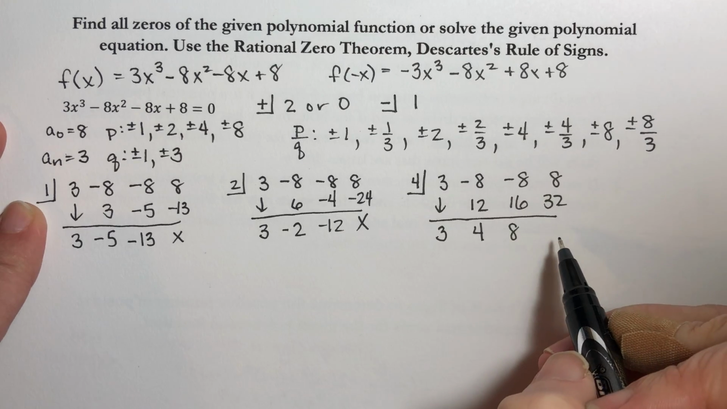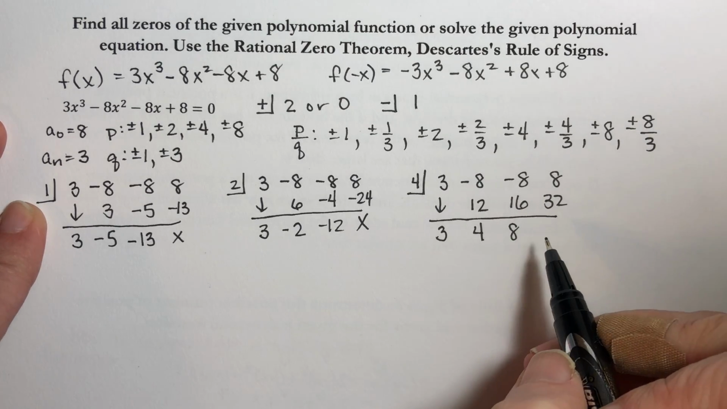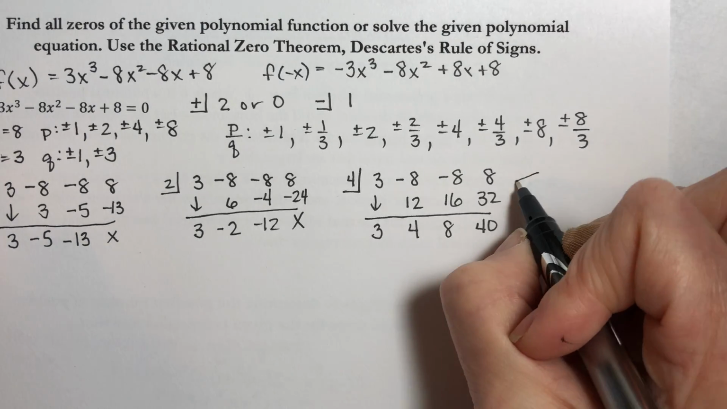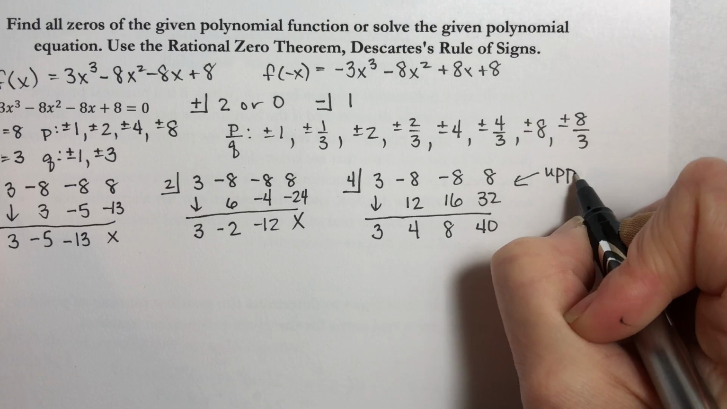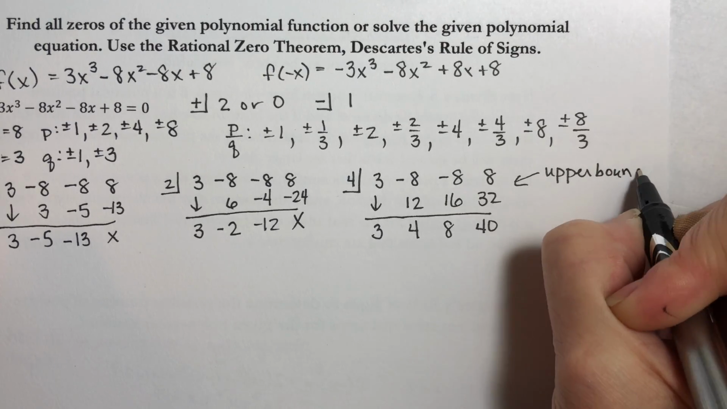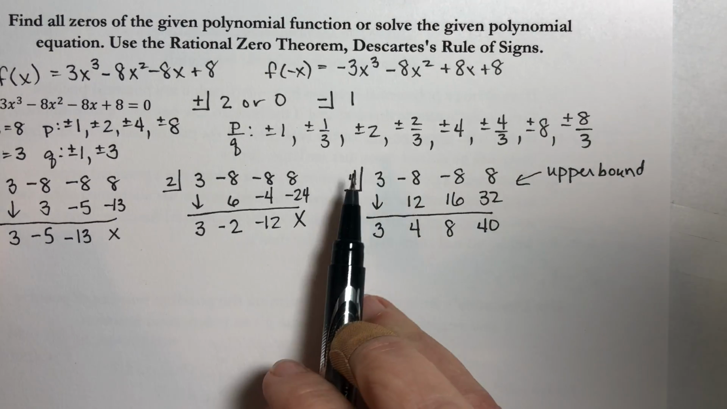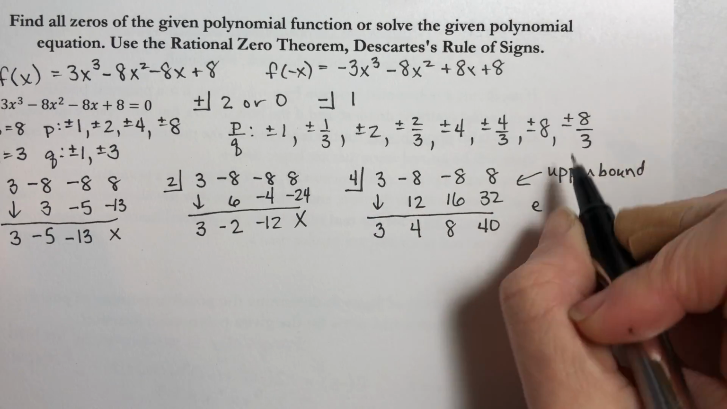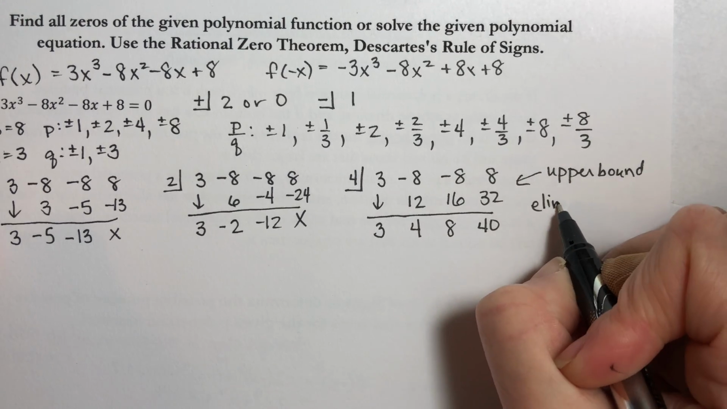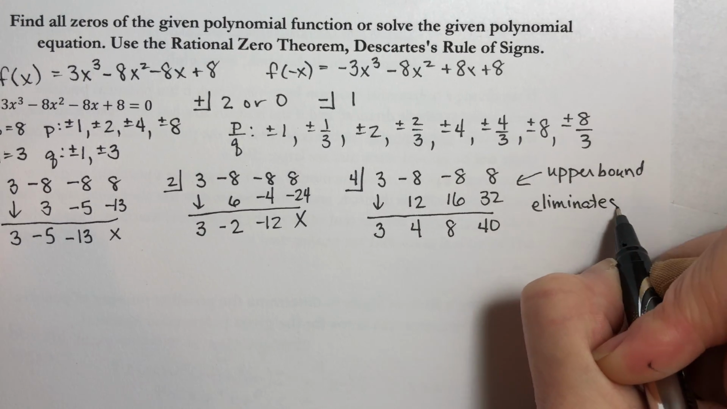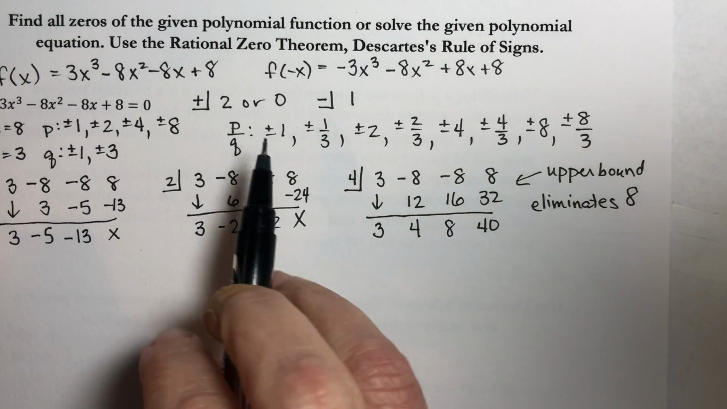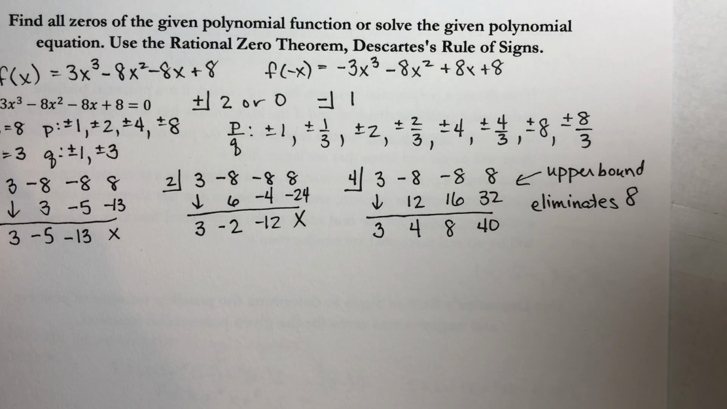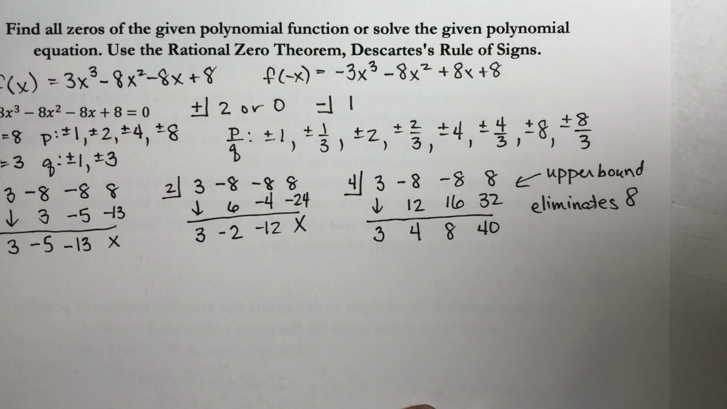And even though I see that I'm not getting a 0 here, I do have the same sign all the way across. So I get 40 here. So that tells me that 4 was an upper bound. And that means it also eliminates any possible solution larger than 4. So this also eliminates 8. So it is not +1, +2, +4, or +8. Okay, so that means I need to go back and check my fractions.